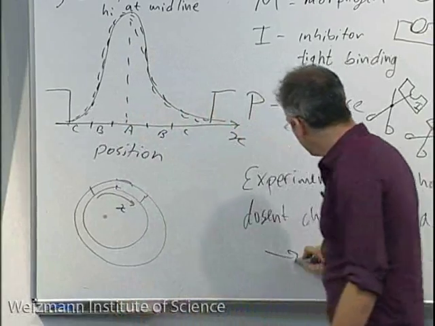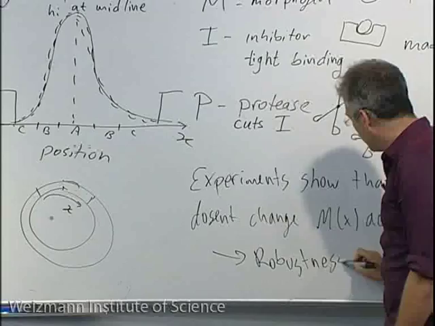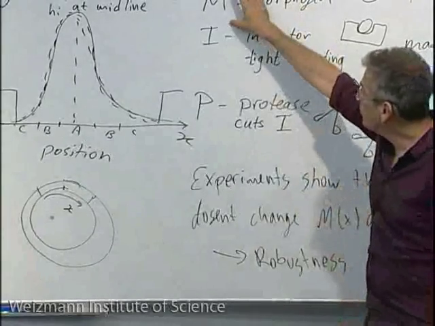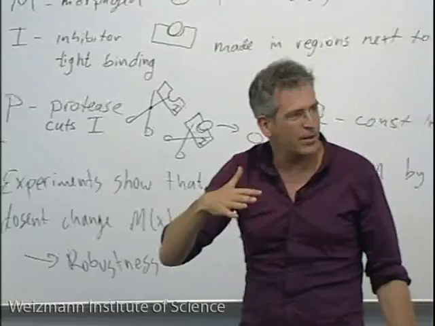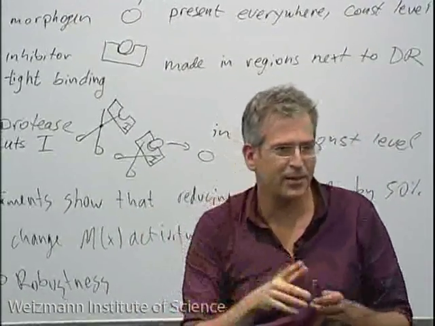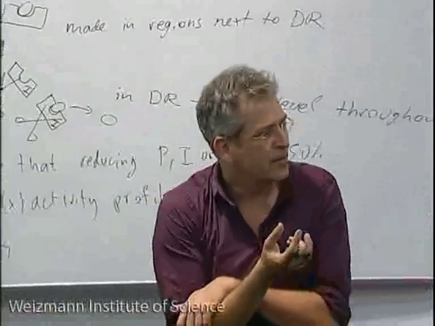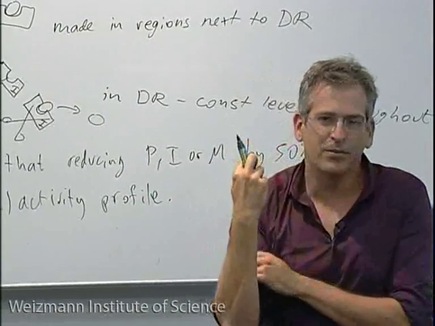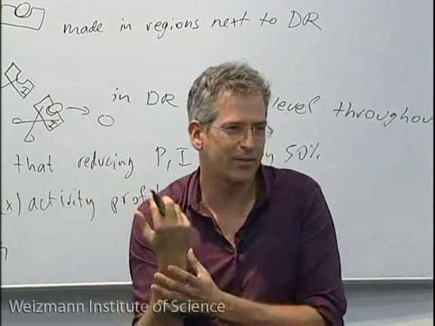So this is what's called robustness. Of course, if I take away both copies of the gene, so I have no morphogen, no pattern. But if I take away 50%, it can tolerate it. Not only tolerate it, it looks perfectly the same. So we need to explain that robustness. And we can't use the mechanism of last time because we have no degradation of the morphogen. So we need something else.